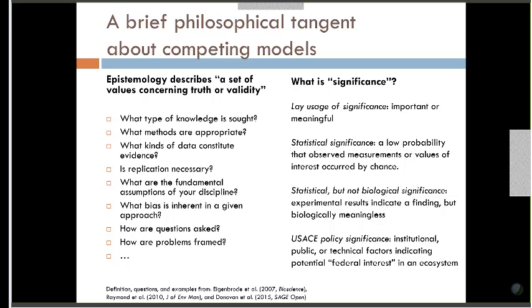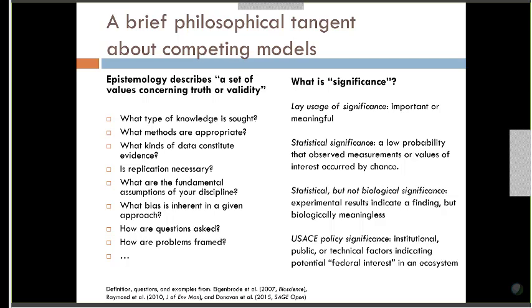And just as an example of how this can play out in other disciplines, on the right I've shown the definition of the word significance in different contexts. So for instance, when we're talking to our family at home, we may use the word significance simply to mean importance or meaning. But to an experimental scientist, they may use that word to mean statistical significance or a low probability that observed measurements or values of interest occurred by chance. That's a very different, more rigorous definition than that lay usage from before.